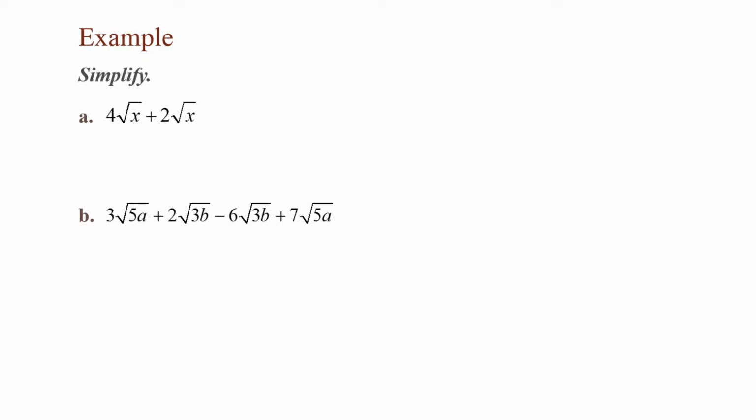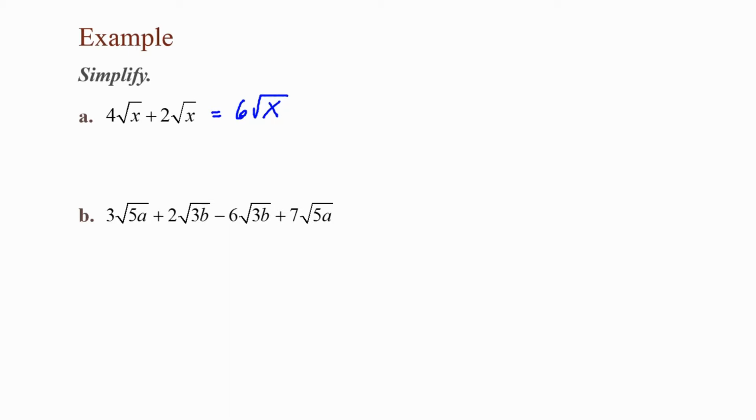In this example, we want to simplify the following. A, 4 square root of x plus 2 square root of x. Because I have x to the first and they're both square roots, I have like radicals. I can add the numbers in front. 4 plus 2 is 6, so this equals 6 square root of x.